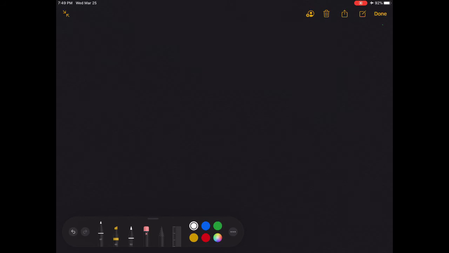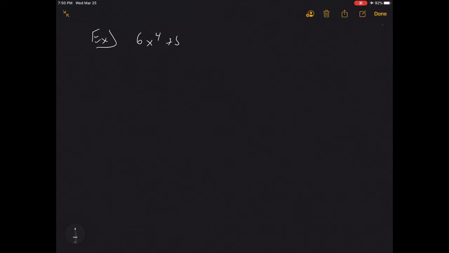And our division problem here is going to be when we want to divide 6x to the fourth plus 5x cubed plus 3x minus 5. And we want to divide that by 3x squared minus 2x.